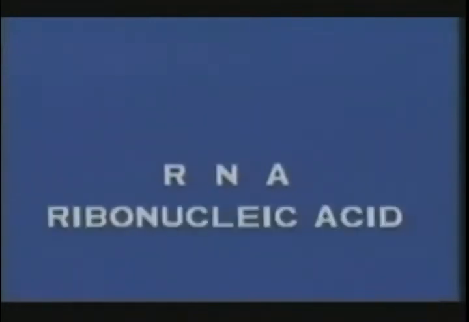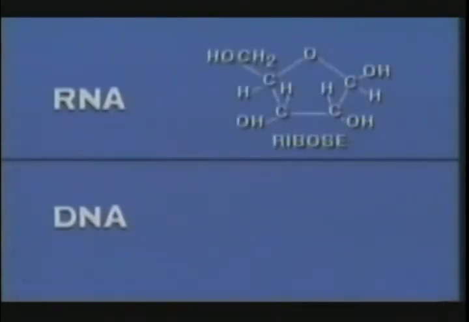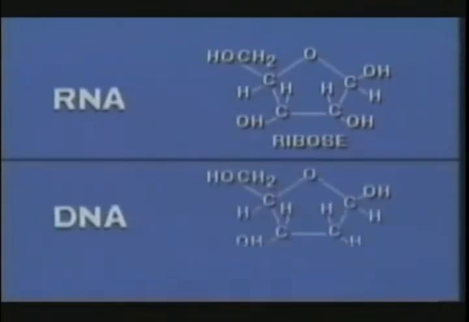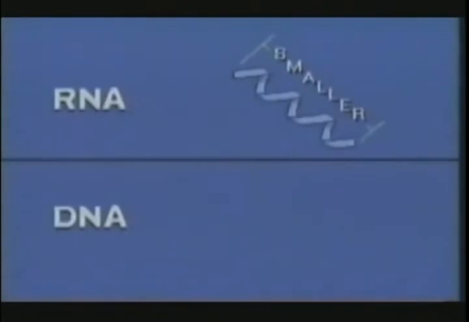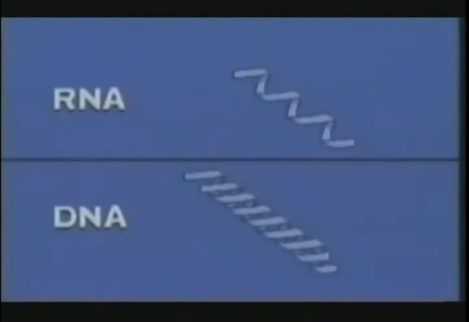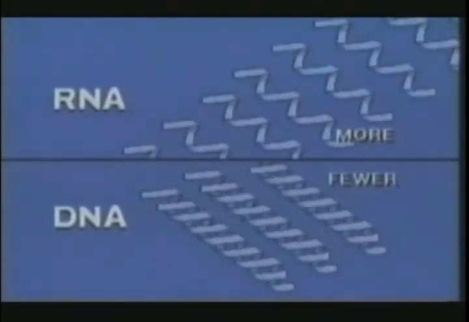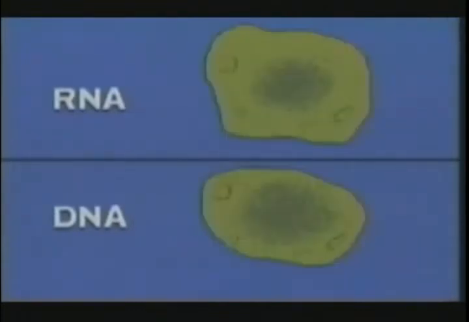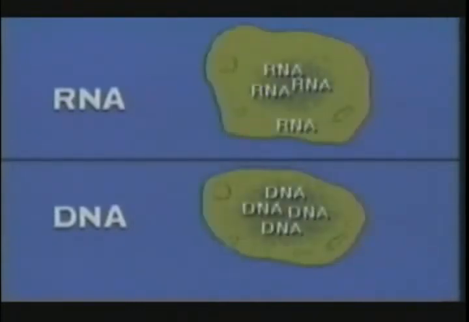Although RNA, or ribonucleic acid, is a long-chain molecule or polymer like DNA, it differs from DNA in several significant ways. Its sugar component, ribose, has one oxygen atom more than the deoxyribose of DNA. It is a single helix compared to the DNA double helix. RNA is smaller, but more plentiful. Like DNA, it is found in the nucleus, but also in the cytoplasm.